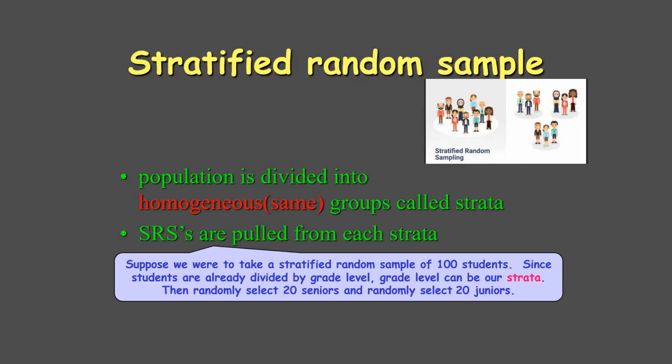So suppose we were to take a stratified random sample of 100 students. Students are already divided by grade level, so that can be our strata. So divide by grade level, then randomly select 20 seniors and randomly select 20 juniors, or you could say select 20 from each grade level. Okay, so stratified is grouping by a common characteristic.